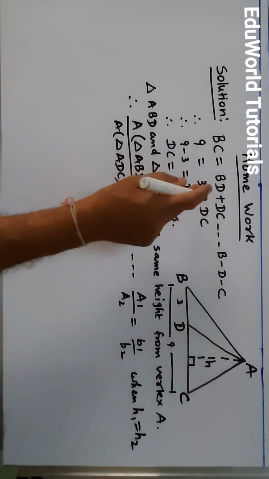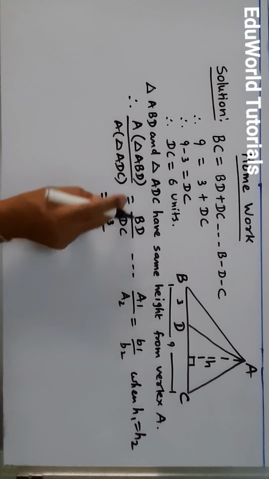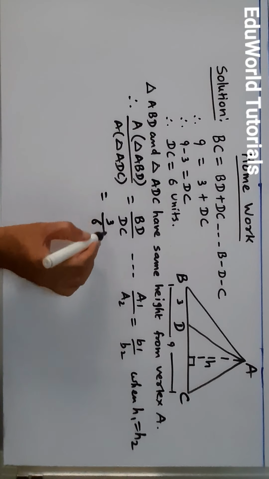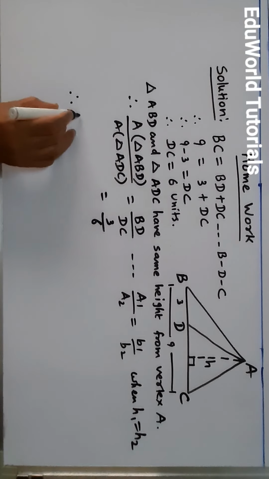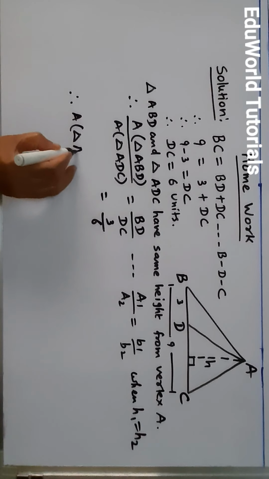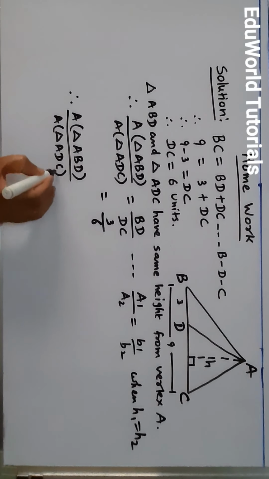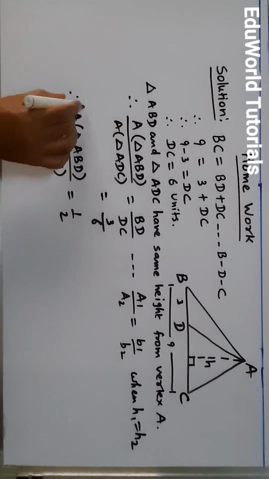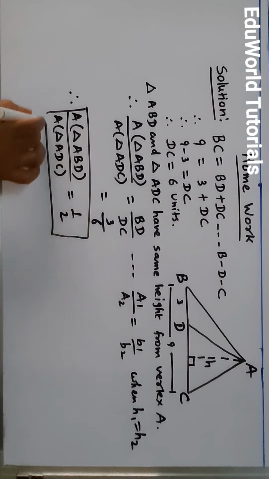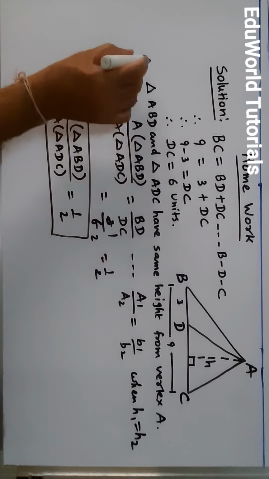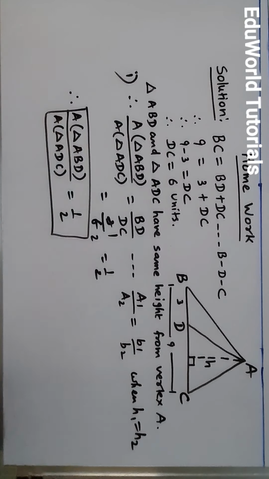So now what is BD? BD is given to be equal to 3 and DC we found here, DC is 6. When you cancel, you get 1 upon 2. Therefore what is the first answer? Area of triangle ABD upon area of triangle ADC is equal to 1 upon 2. This is your first answer. We can cancel the 1s and the 2s. So the answer is 1 upon 2. This is our first one.